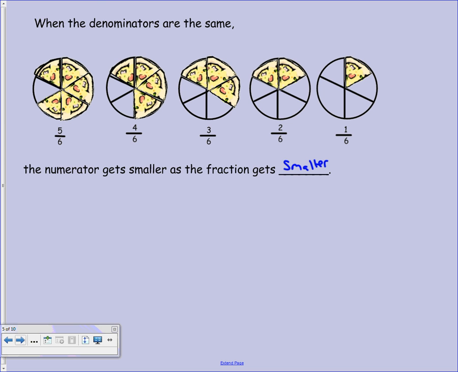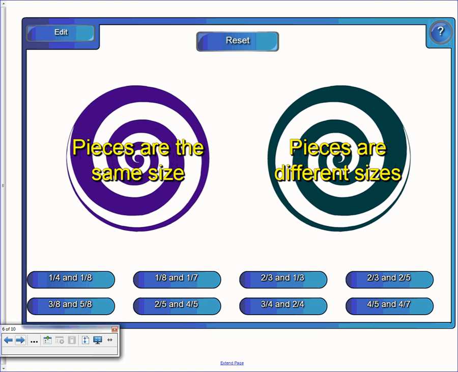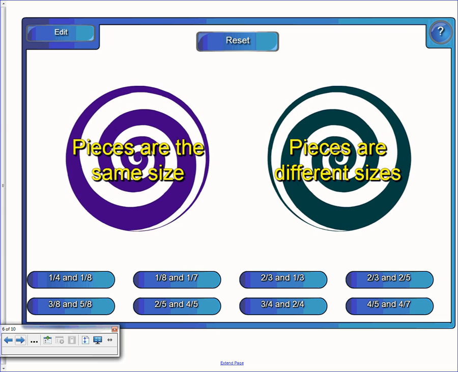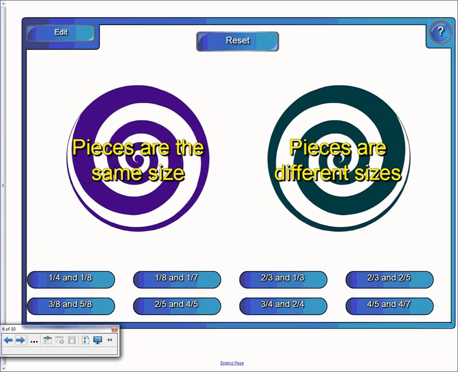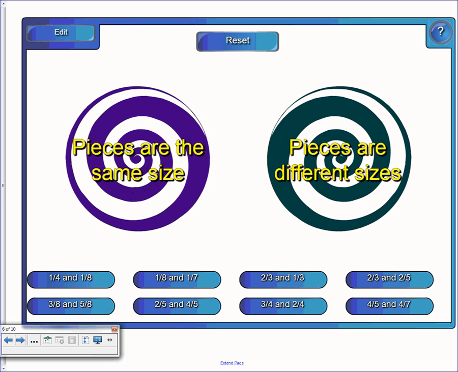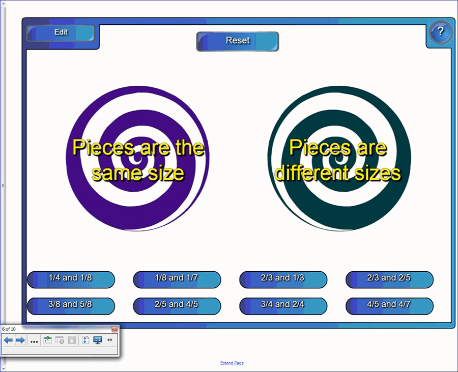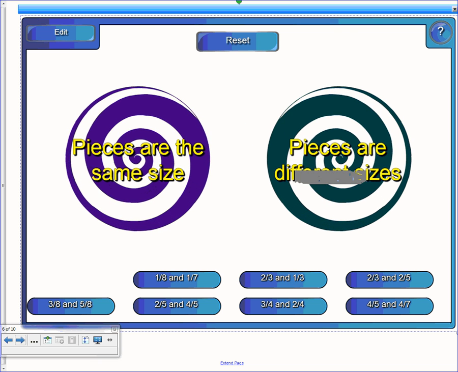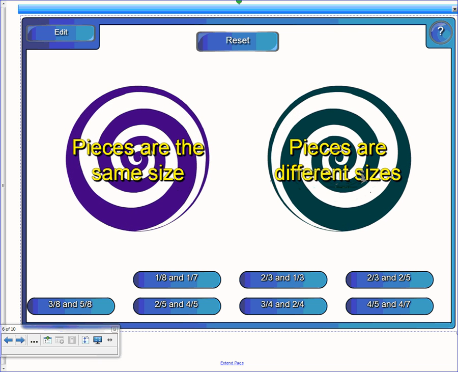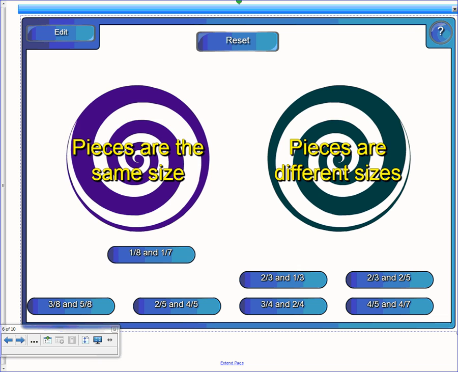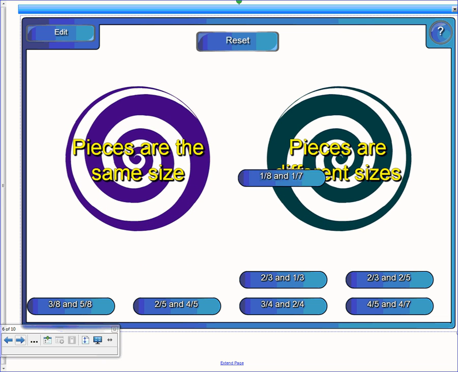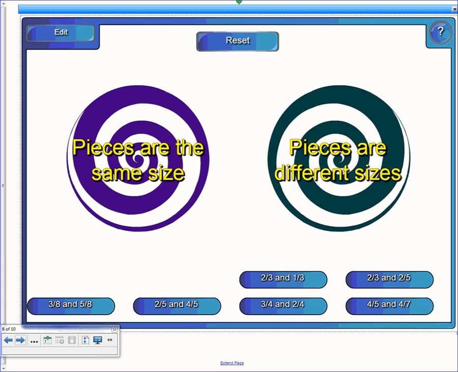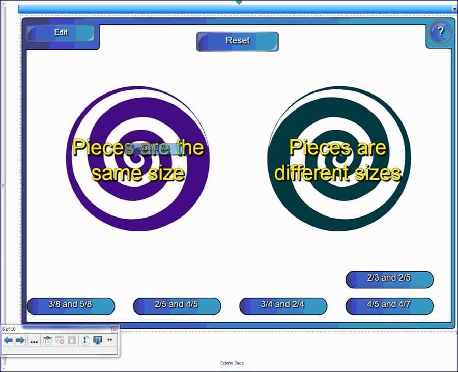All right. So let's see. Here we go. We've got 1/4 and 1/8. Are pieces the same size or different sizes? The size of the piece. Remember that. So I've got different denominators. So the size of the pieces are different. 1/8, 1/7. Size of our pieces are going to be different. 2/3, 1/3. Sizes are going to be the same.